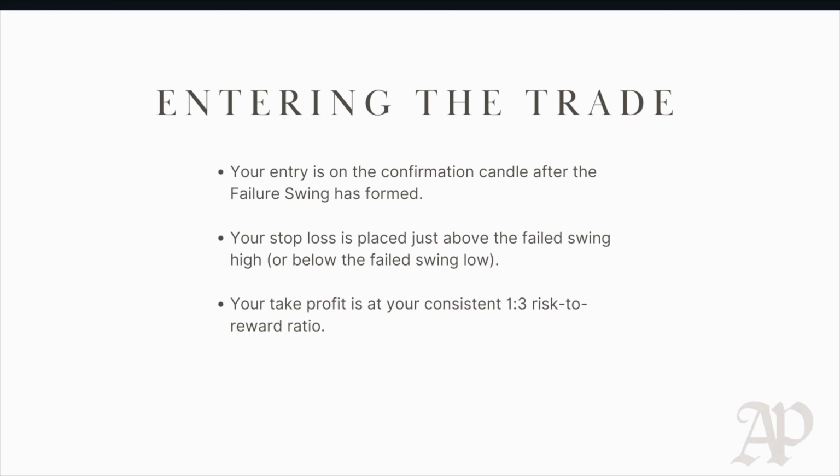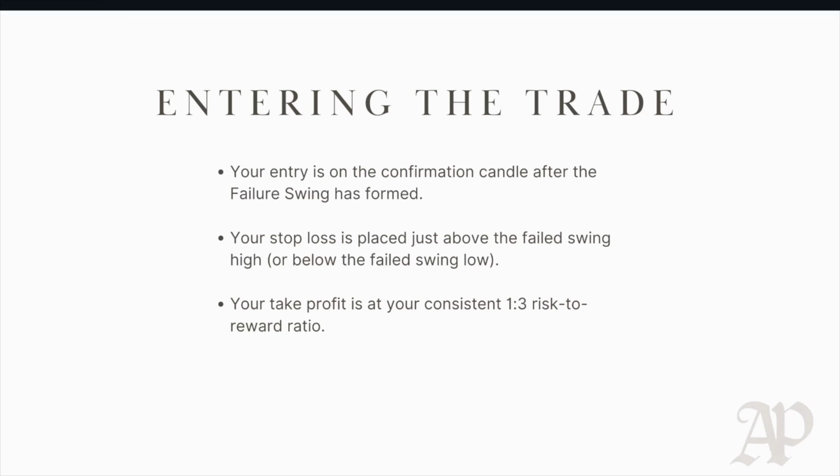Your entry is going to be on the confirmation candle after that failure swing has formed. You are not going to be jumping in early. We are going to wait for the confirmation for the hourly to close, and you place your stop loss just above the failed swing high or below that swing low, and you'll take profit at your consistent 1 to 3 risk to reward ratio. Again, if you can go for more than 1 to 3, that is completely fine, but I only aim for 1 to 3s. If it's not a 1 to 3, I don't take the trade.